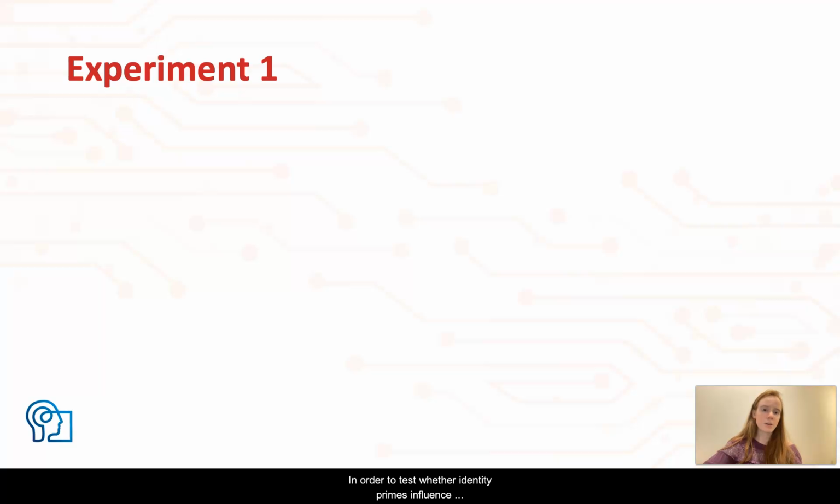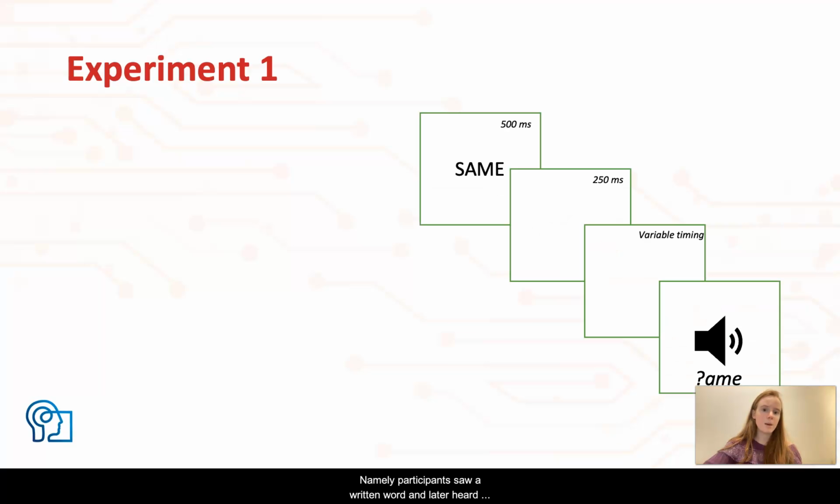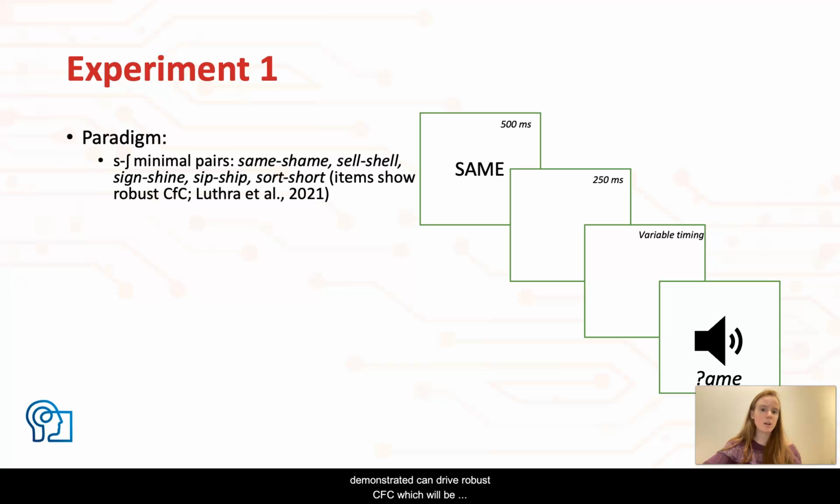In order to test whether identity primes influence phoneme identification, we presented participants with a cross-modal priming paradigm. Namely, participants saw a written word and later heard an audio stimulus that started with a token along a 5-step sa-sh continuum. They then made a decision about the phoneme that they heard. We used 5 sa-sh minimal pairs that our team demonstrated can drive robust CFC, which will be important for experiment 2. Like I said, we presented participants with one of 5 continuum steps.